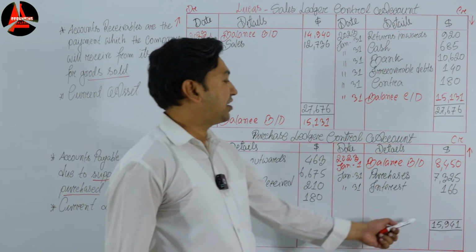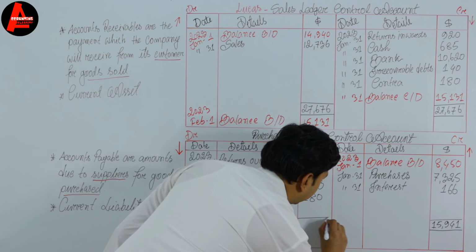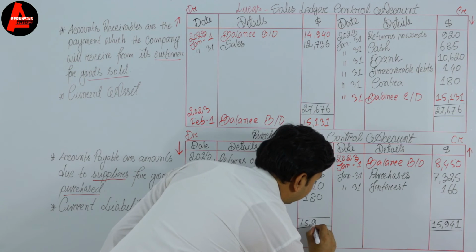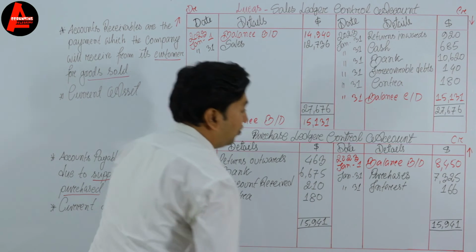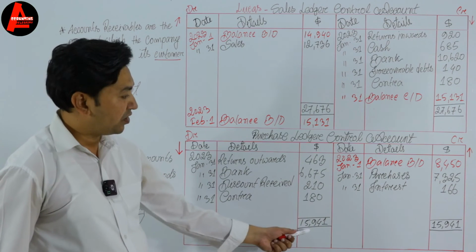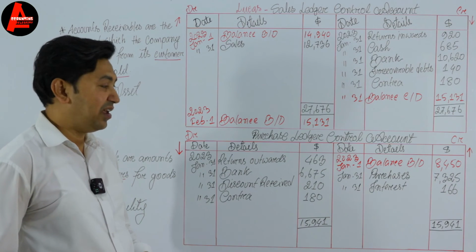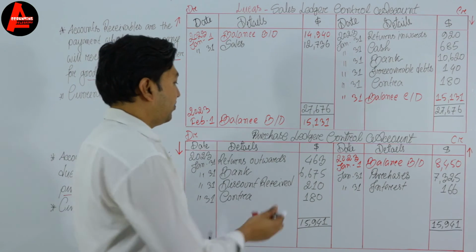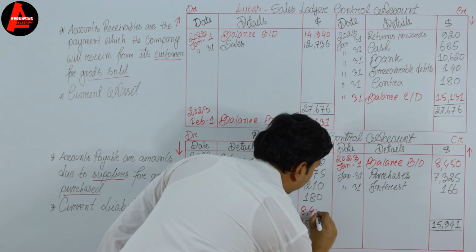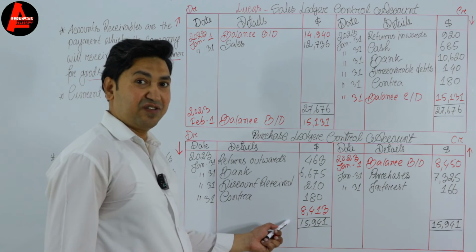So now we will take this amount to the debit side, just the opposite side. So here we write 15,941, then we will subtract all these amounts from this total to calculate our closing balance. So what do we get if we minus all this? We get here $8,413. Okay, this is our closing balance.